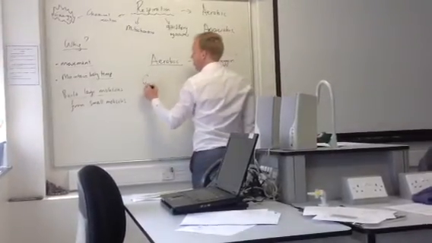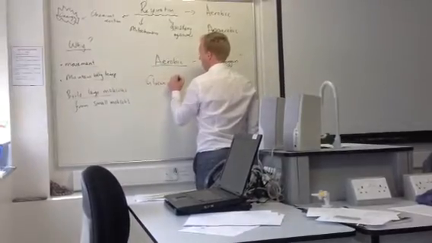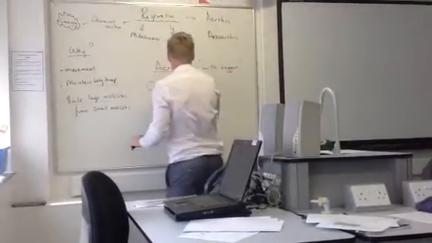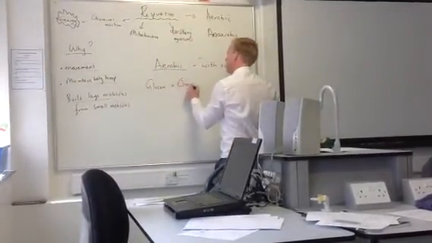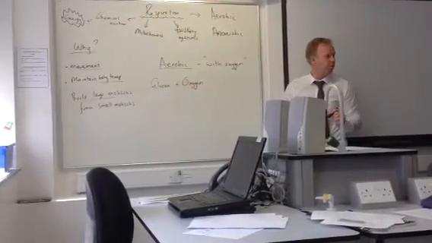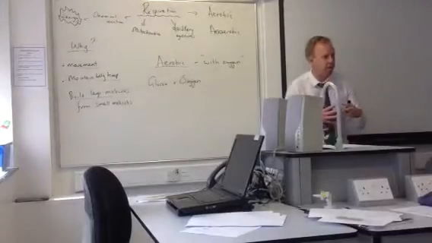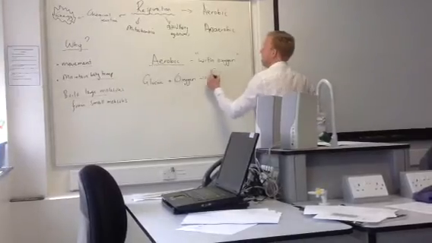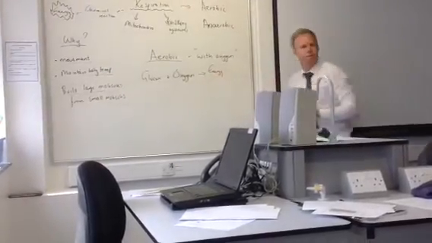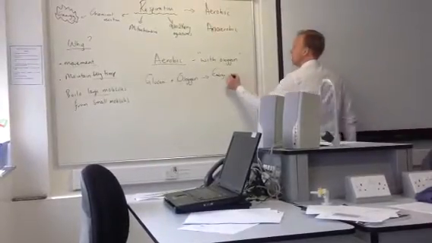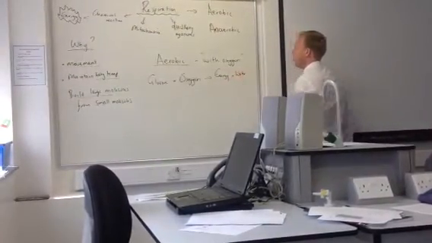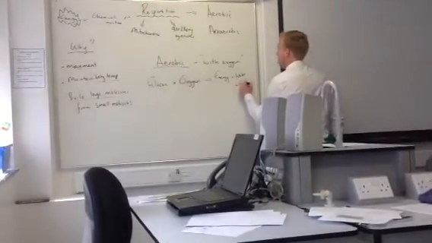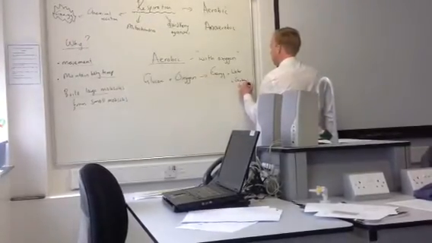The equation is glucose plus oxygen. When you react those 2 chemicals together in the mitochondria, you will release energy plus water, and I wish I had a bigger board, but plus carbon dioxide.